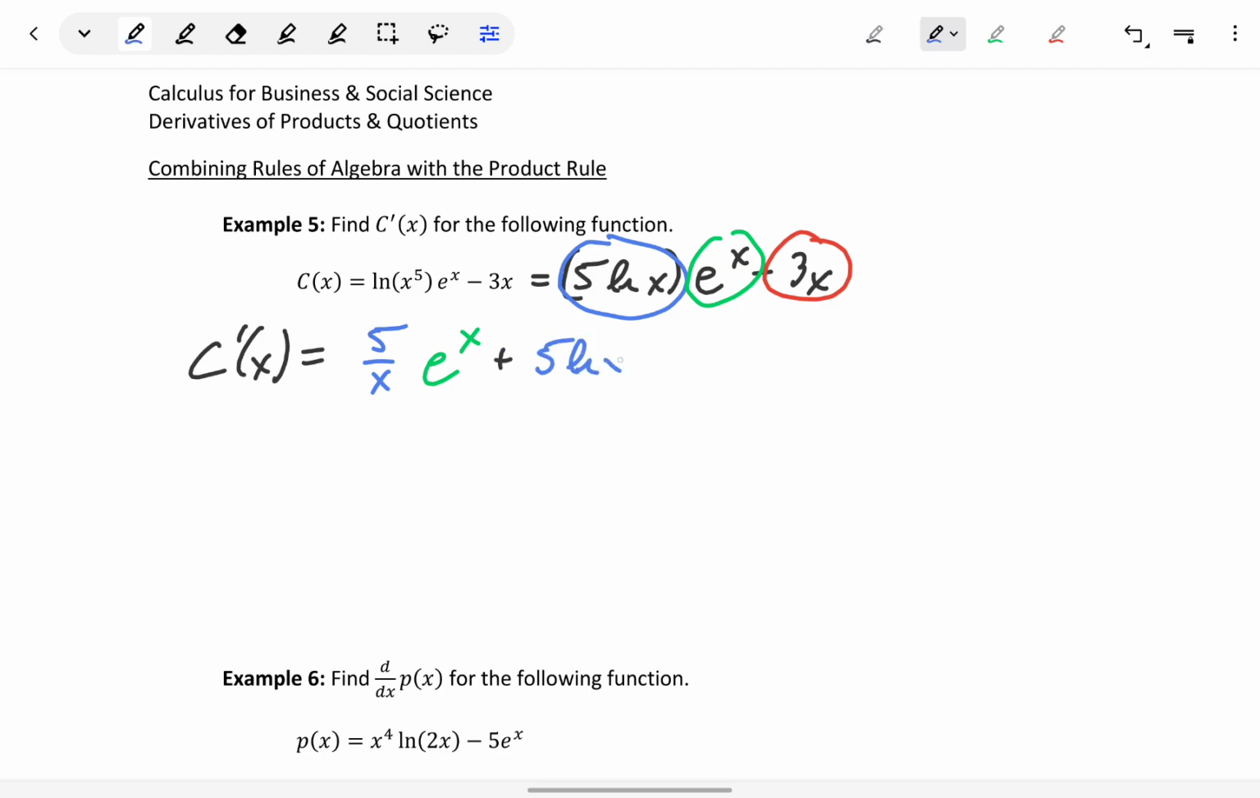plus 5 times the natural log of x times the derivative of e to the x, which will be e to the x, minus the derivative of 3x, which will be 3. And then we can merge some of this a little bit together to write this as 5 times e to the x over x plus 5 e to the x times the natural log of x minus 3. We didn't really do much work there, just rearranged and merged some of the factors a little bit.